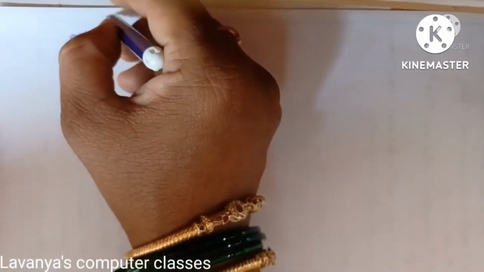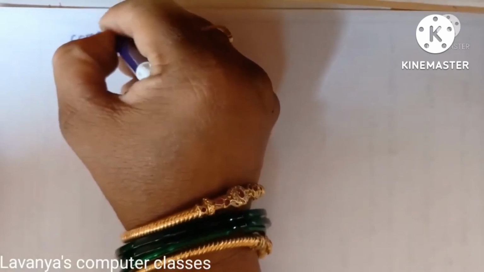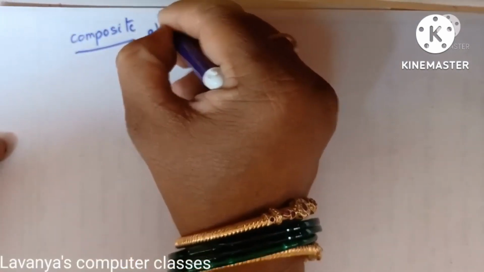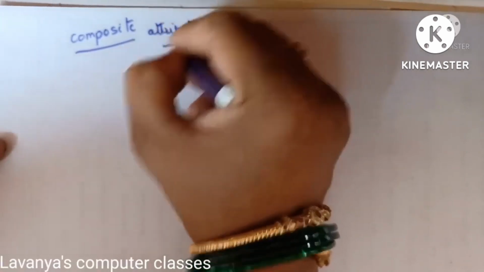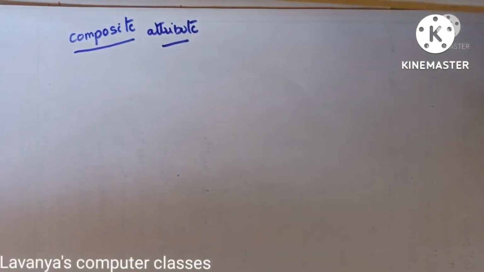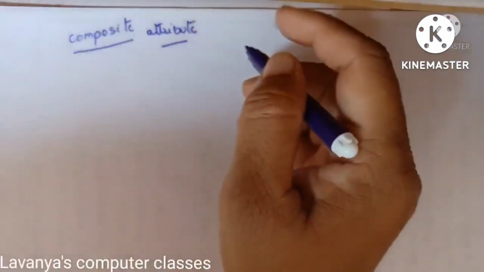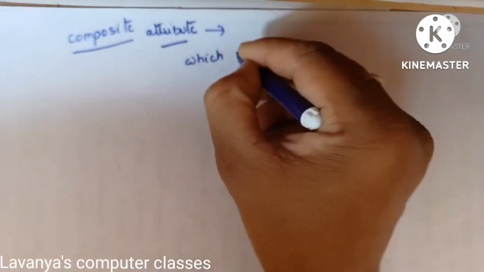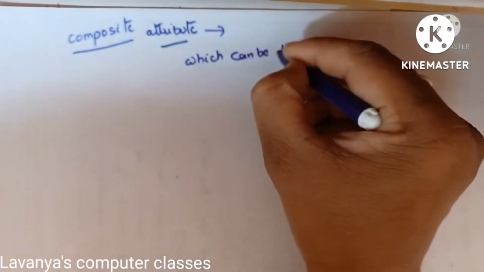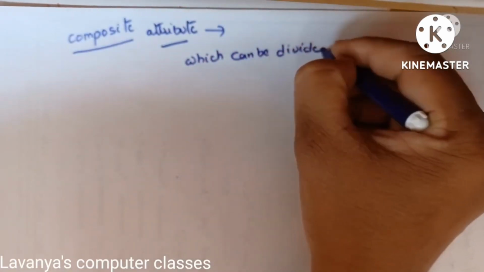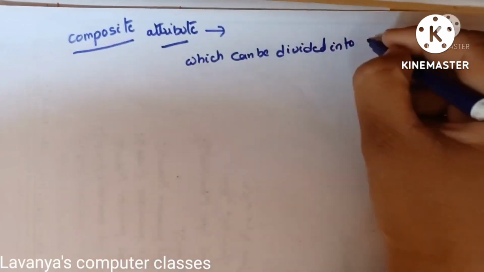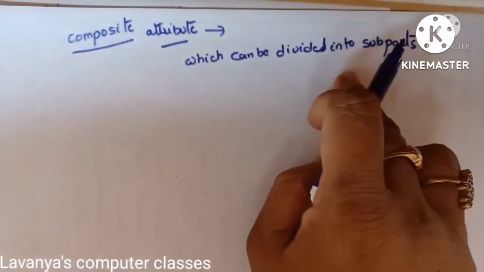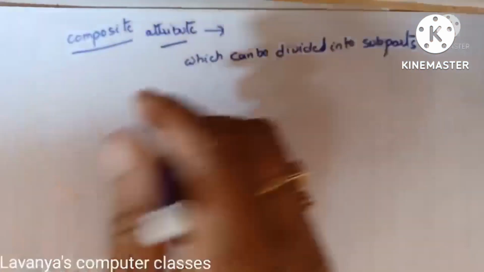Now I will explain one more attribute, that is the composite attribute. What is the meaning of composite attribute? A composite attribute is an attribute that is possible to divide into subparts, which can be broken down into many parts. That is called a composite attribute.